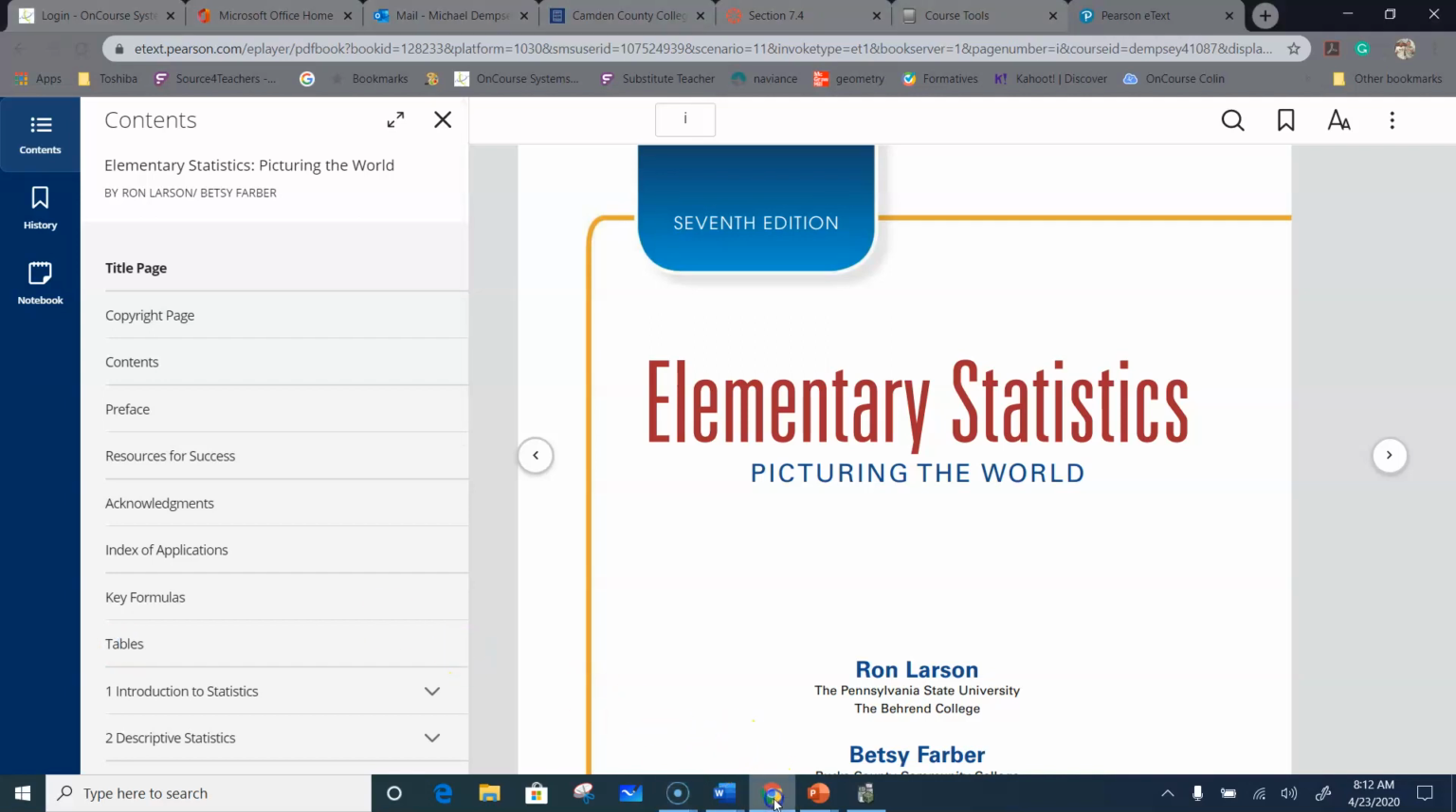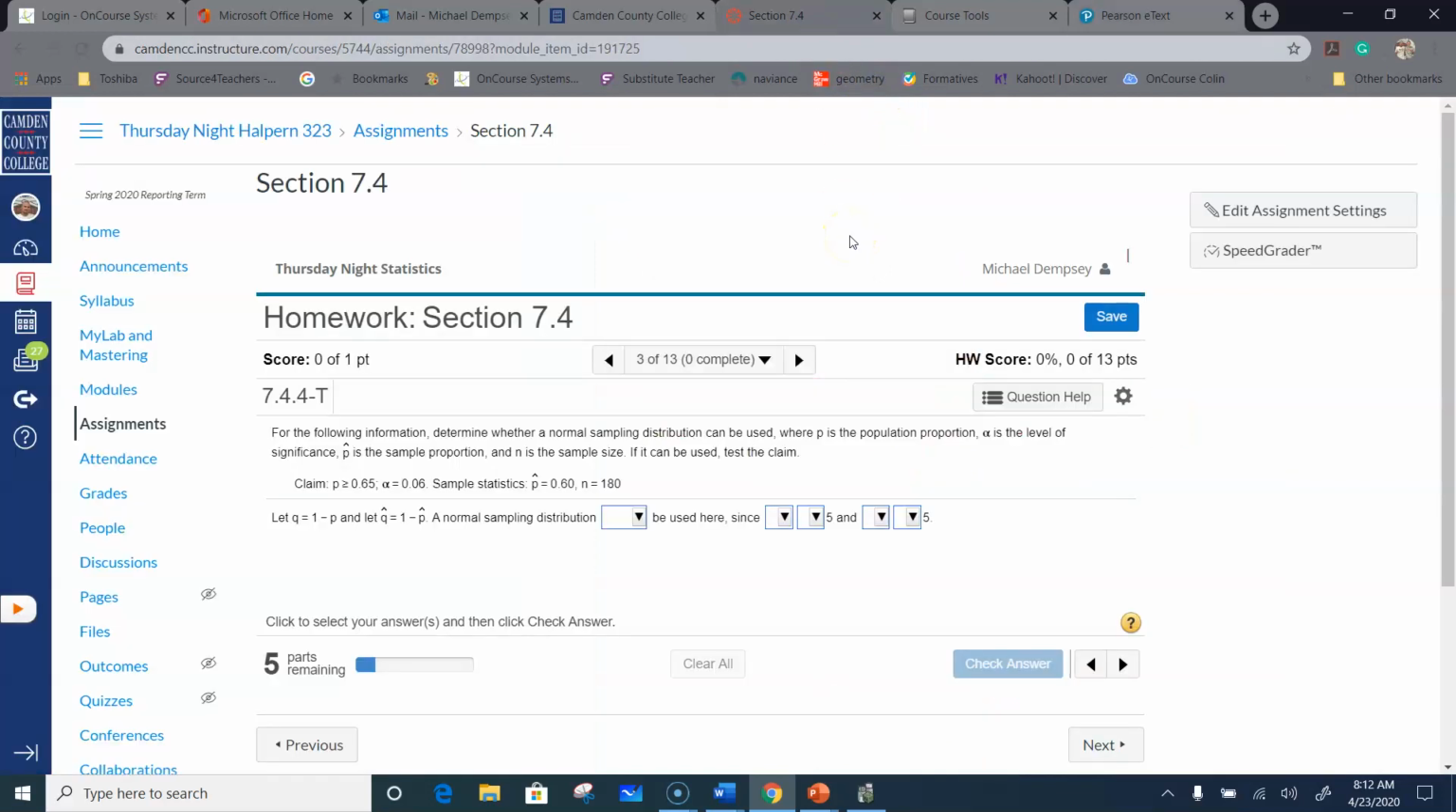Okay, I'm looking at our 7-4 homework, doing a little practice with some of the problems we have here, and I'm looking at the third one in particular. This is where we're just checking the sampling distribution for the p-hat. So we have a claim about a proportion being greater than or equal to 0.65. So that's what we'll use as our p for our n times p.